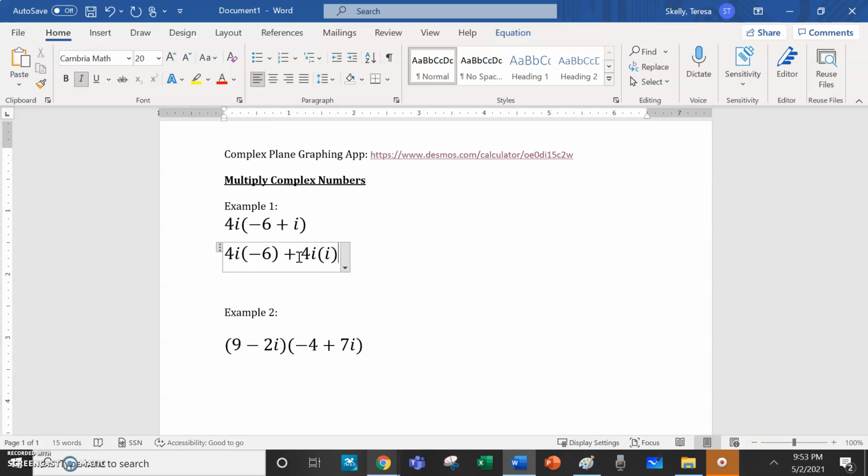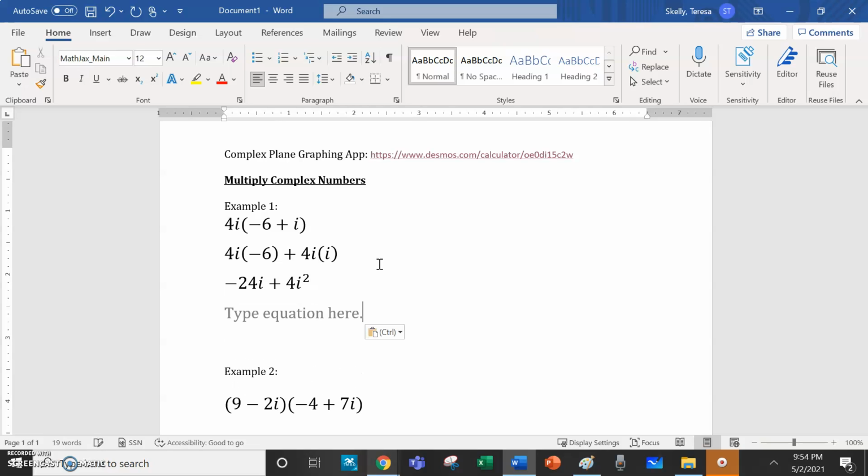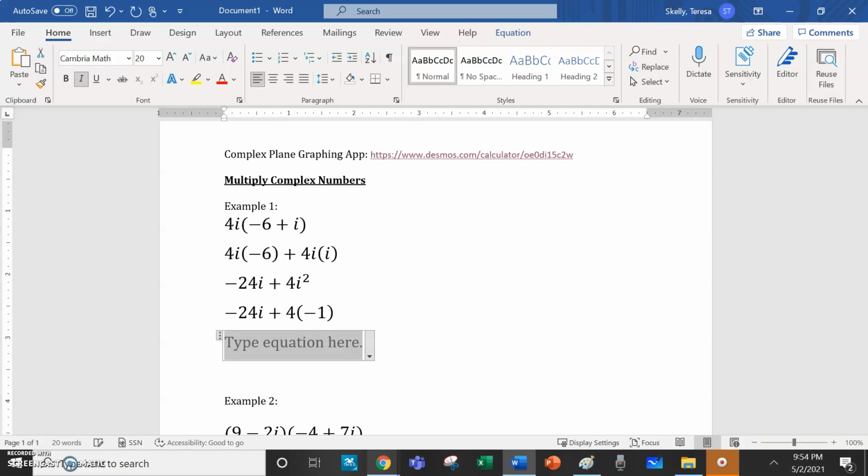That is what I'm doing with distribution, giving the first initial term in multiplication to all the terms inside the parentheses. So when I do that, pretty straightforward, 4i times -6 will be -24i, and then 4i times i is going to be 4i to the second power. And then what I want to do here is remember that i to the second power is equal to -1. So I will be keeping my -24i, but I will be multiplying my +4 times -1. When I do that, I get -4. So I have -24i minus 4.